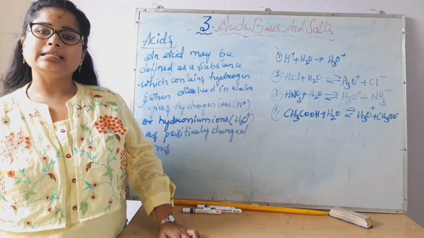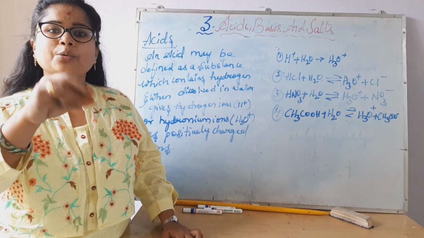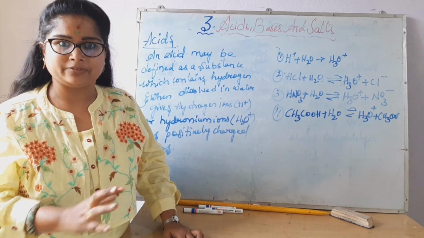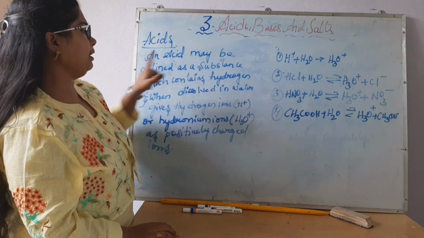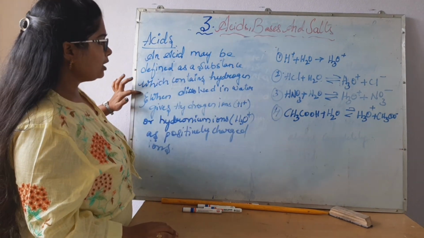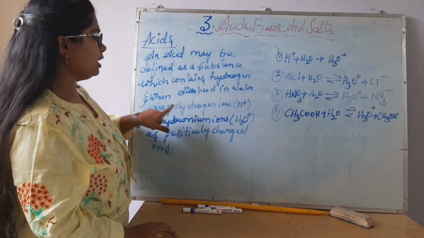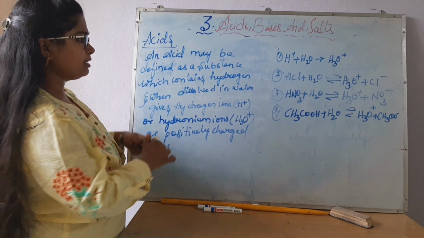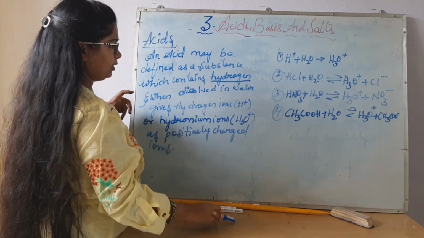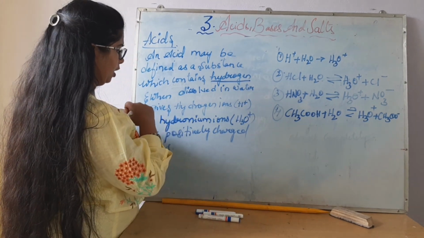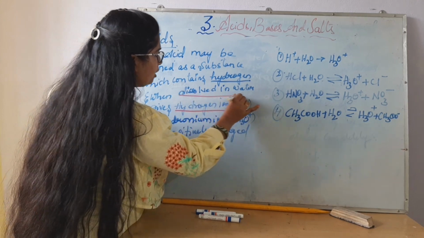See here, acids. I told you already about ionization. What is that ionization? How the hydrogen atom is going to come out of it. Let us see this. An acid may be defined as a substance which contains hydrogen and, when dissolved in water, gives hydrogen ions.